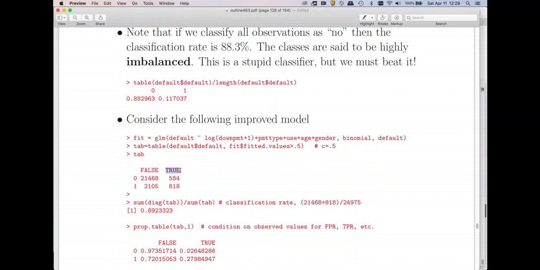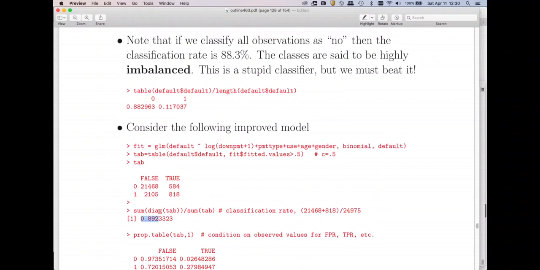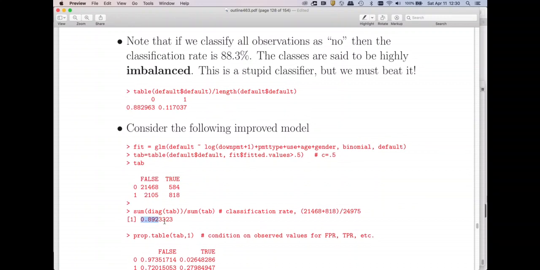So how do we compute the classification rate? Well, remember the classification rate is the sum of the diagonal elements. So 21,468 plus 818 divided by the total number of cases, which is just under 25,000. Notice I'm at an 89% classification rate, and you might say, well, that doesn't look much better than 88.3, and you're right. So we really need to start looking at some of these other measures: the true positive, false positive, precision and recall measures.